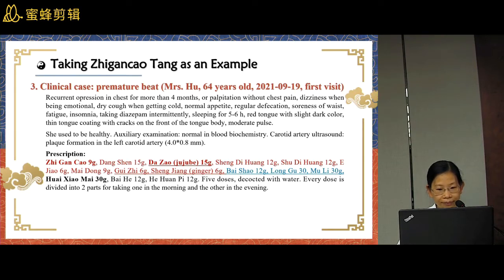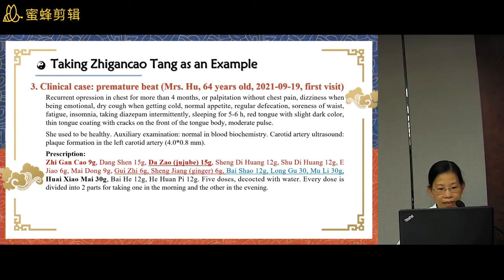Her tongue was red, slightly dark. The tongue coating was thin with cracks on the front of the tongue body. The pulse was moderate. At that time, no obvious intermittent pulse was found. For medical history, no hypertension or diabetes, and no heart diseases in her family history.